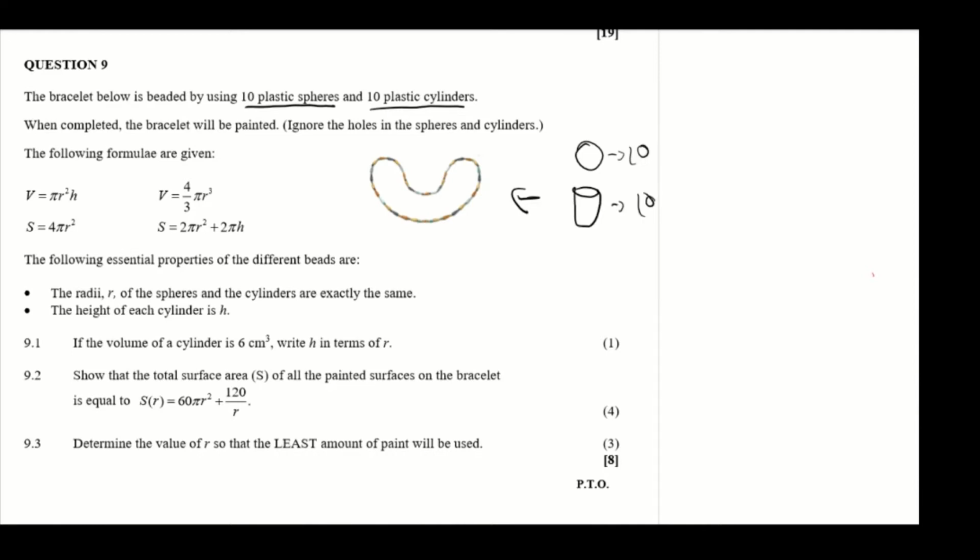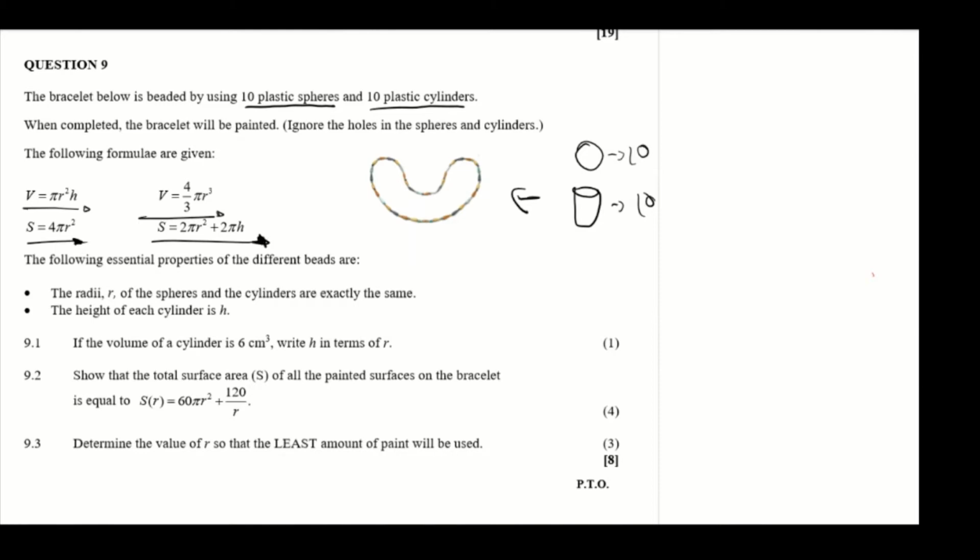So when completed, the bracelet will be painted. Ignore the holes in the spheres and cylinders. The following formulae are given. So this is the volume of the cylinder, and this is the volume of the sphere. This is the surface area of the sphere, and then this is the surface area of a cylinder, right?